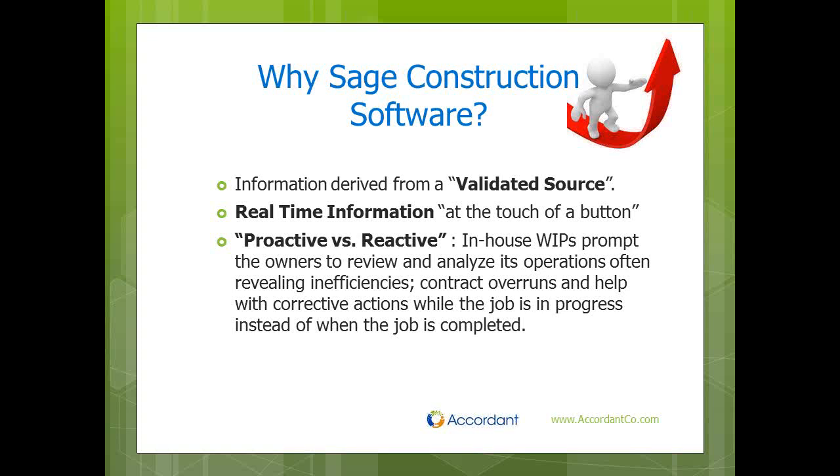In-house WIP prompts the auditor to review and analyze its operations, often revealing the inefficiencies of a job, showing contract overruns, and helping the owner to use corrective actions while the job is in progress, instead of waiting until the job is completed. So you can see by having Sage Construction software help you accumulate this data, you can really run your business in a more efficient way.